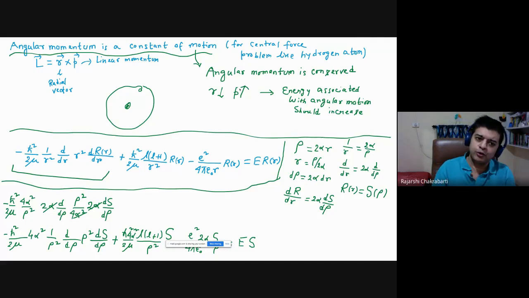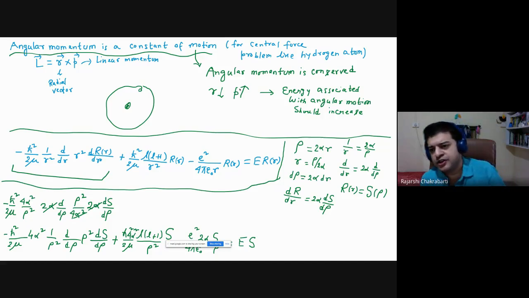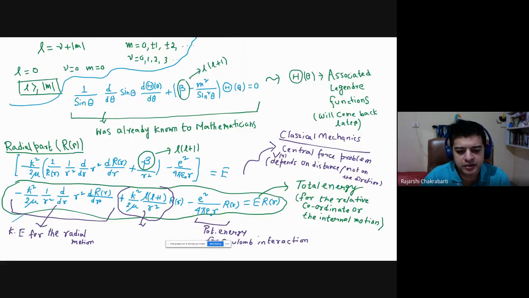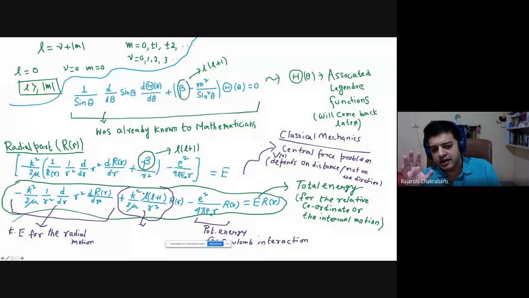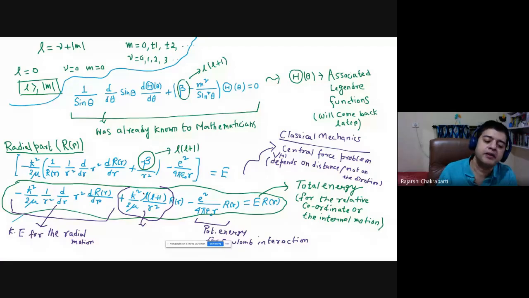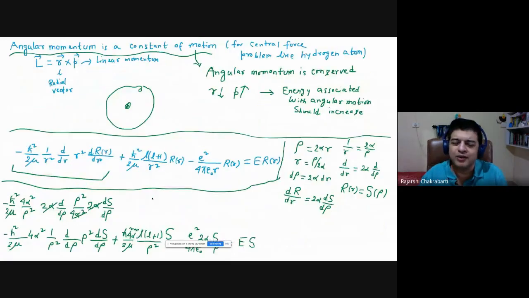So if the electron is close to the nucleus, then the energy associated with the angular motion of the electron will be higher. It will increase as you bring the electron close to the nucleus. So if I go back, this term accounts for the energy associated with the angular motion of the electron, because we had already got rid of the theta part, and because of that it has come here. This is the energy associated with the angular motion of the electron. And you can also say this is something like centrifugal force in classical mechanics.